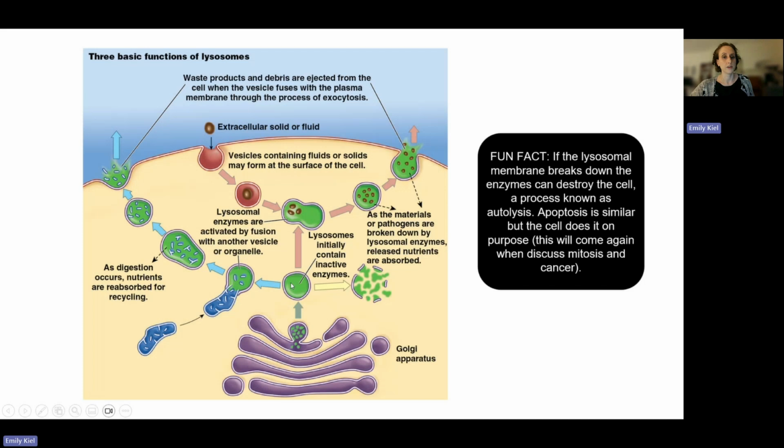Here you can see we've got some inactive enzymes. We've got an old organelle that's ready to be retired. The lysosome is going to bind to that organelle and digest it and absorb the nutrients as needed for recycling. And then here we've got a lysosome that hasn't needed to do anything. It's not been activated, and so it can break down, and it's not going to cause any issues because it's not been activated. And those lysosomes are coming off the Golgi apparatus.